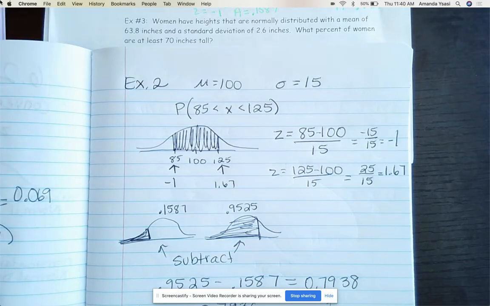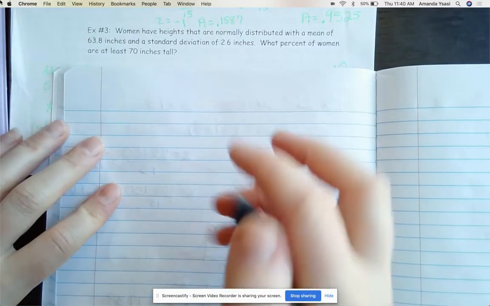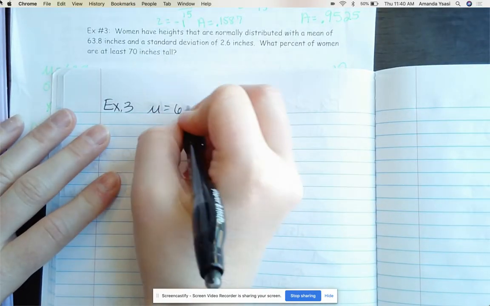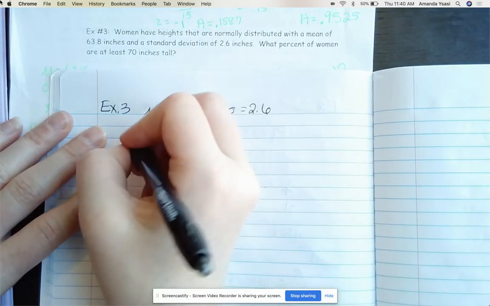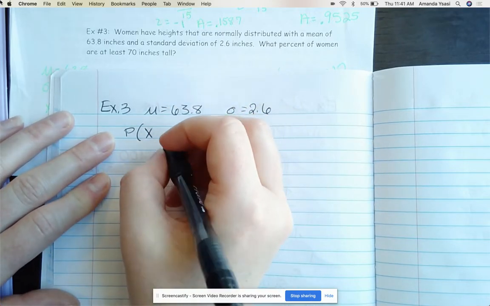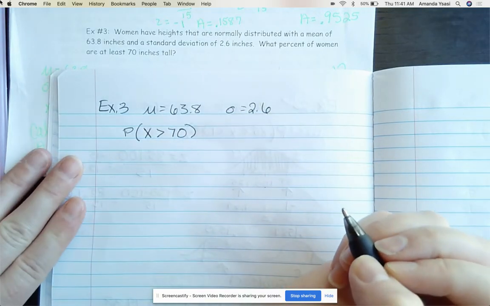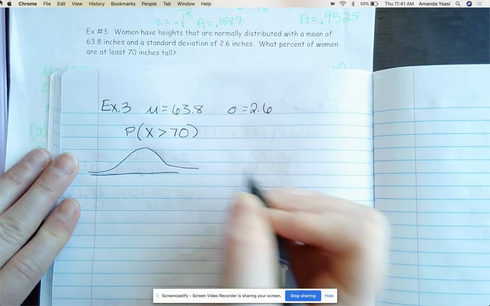Okay, let's look at the next one. Women have heights that are normally distributed. Mean of, so I'm just going to do it on the next page. It's just easier. Example 3, we have a mean of 63.8, standard deviation of 2.6. What is the percent who are at least 70 inches? So at least means it's going to be greater than or equal to 70 inches. So now we're looking at the area to the right.